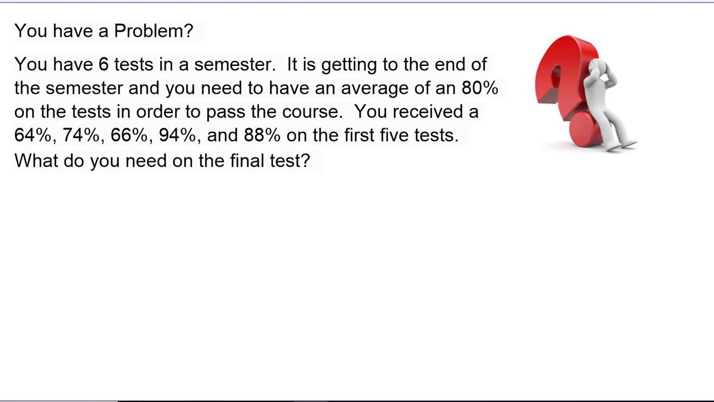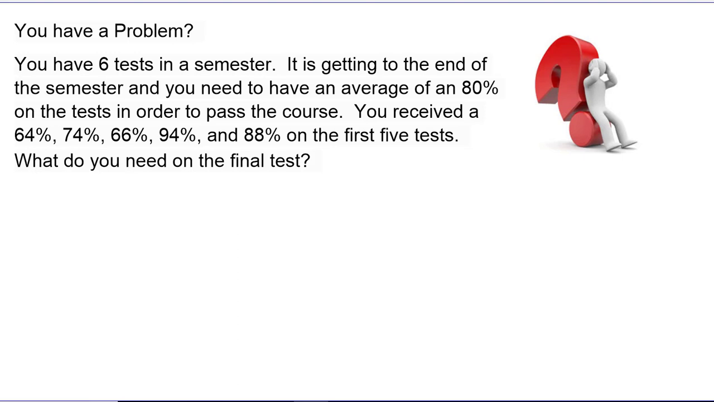Suppose you have 6 tests in a semester. It's getting to the end of the semester and you need to have an average of an 80% on the test in order to pass the course. You receive a 64, 74, 66, 94, and 88 on the first 5 tests. What do you need on the final test? Keep in mind, there are a few different ways of solving this problem. I'm just going to show you one.